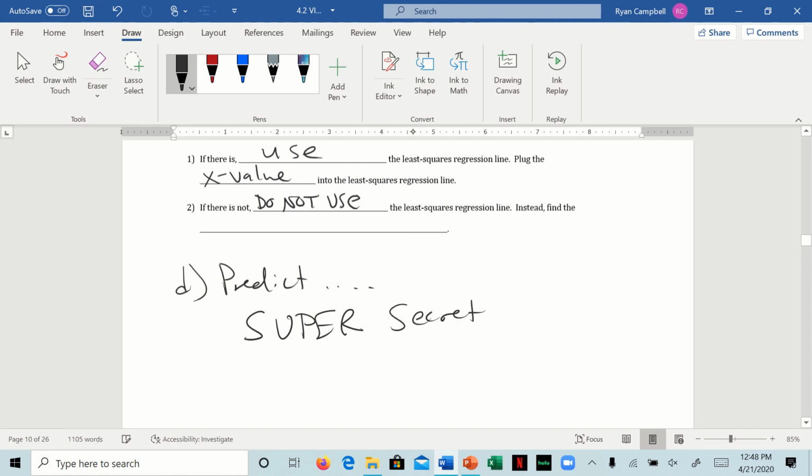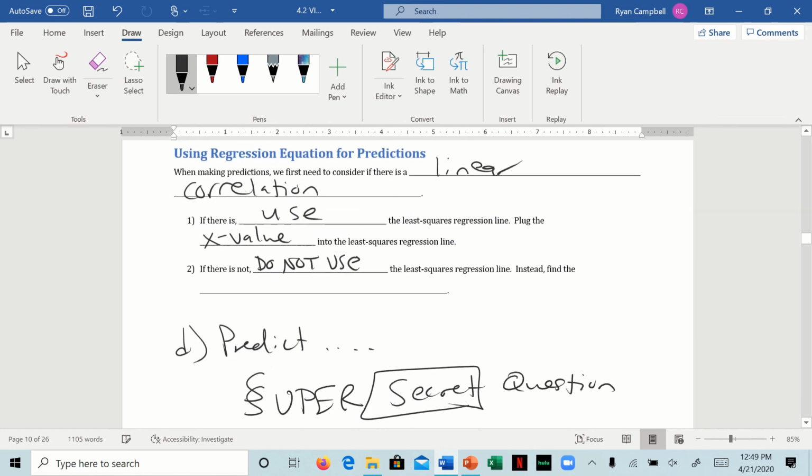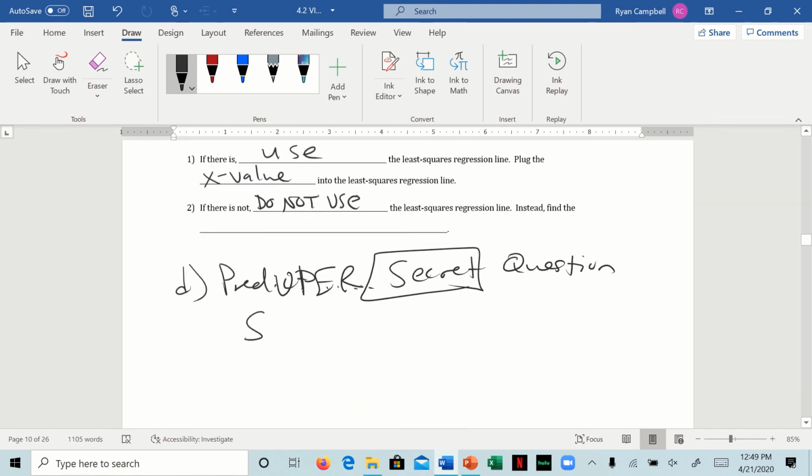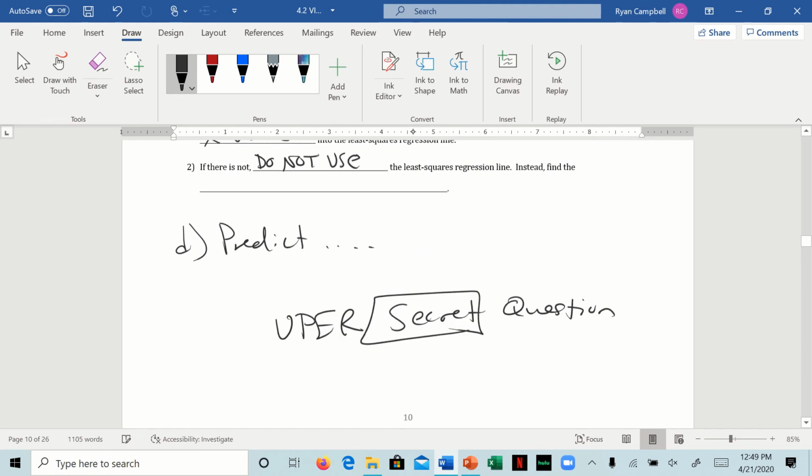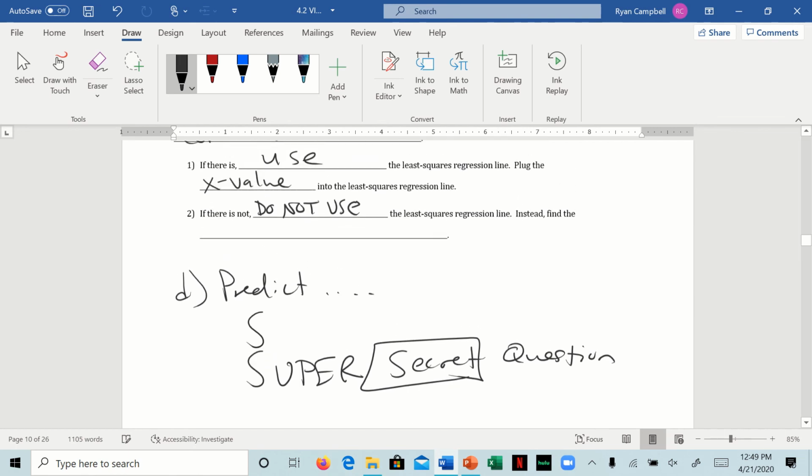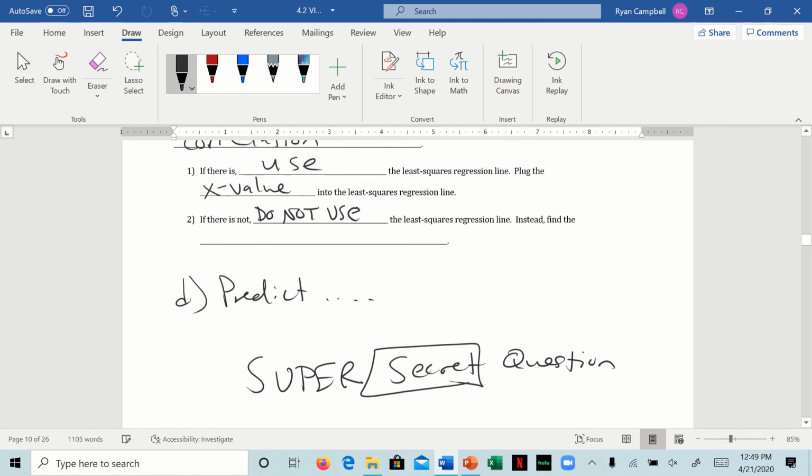secret question. And it's not a super secret question because I made a super secret question. It's a super secret question because it just is. The homework is not going to ask you this question. It's not going to ask you, hey, is it linear correlation? Then you need to do this or that. You have to know to look for linear correlation. And I'm such a great professor that I'm letting you know what the super secret question is.